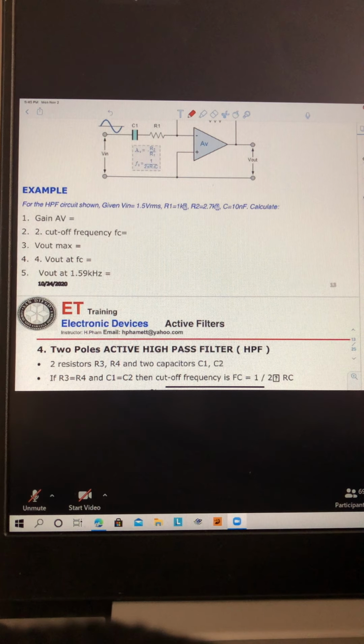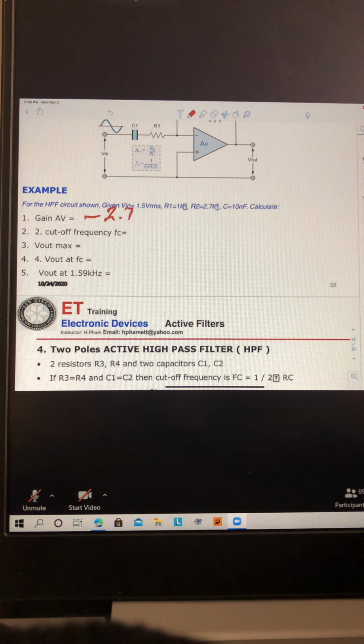Okay. Cutoff frequency. Did we do it last time, or no? No, okay, do it now. Cutoff will be equal to 1 over 2 pi.